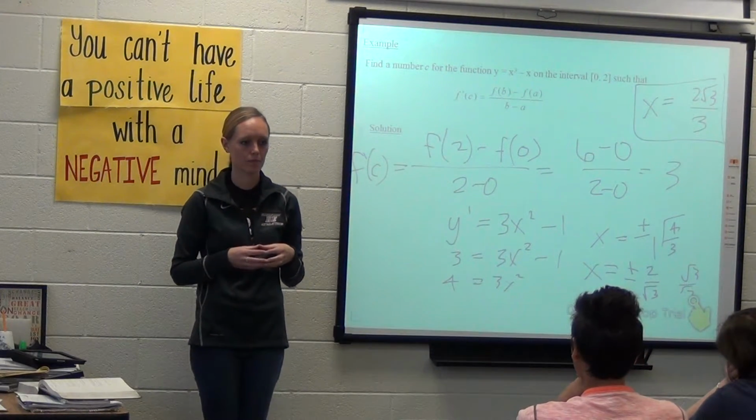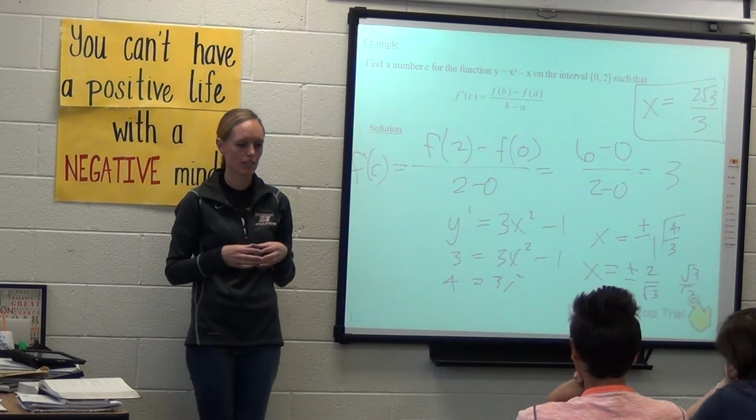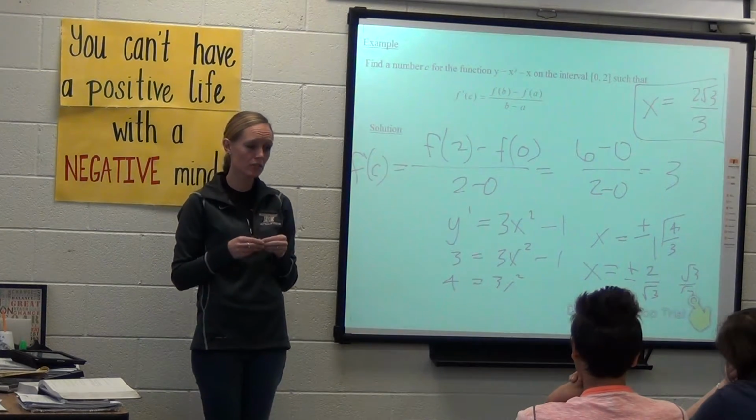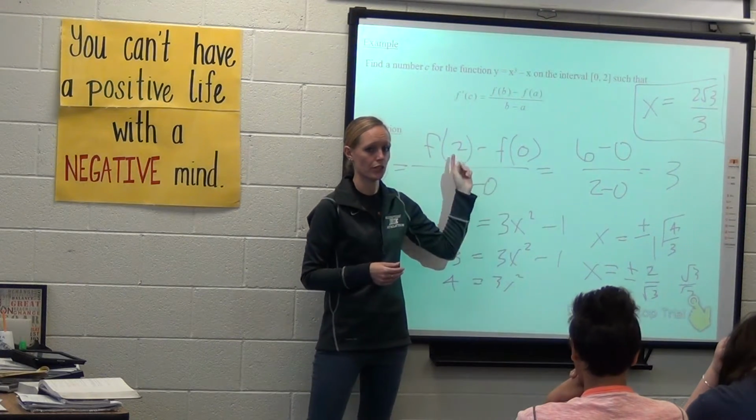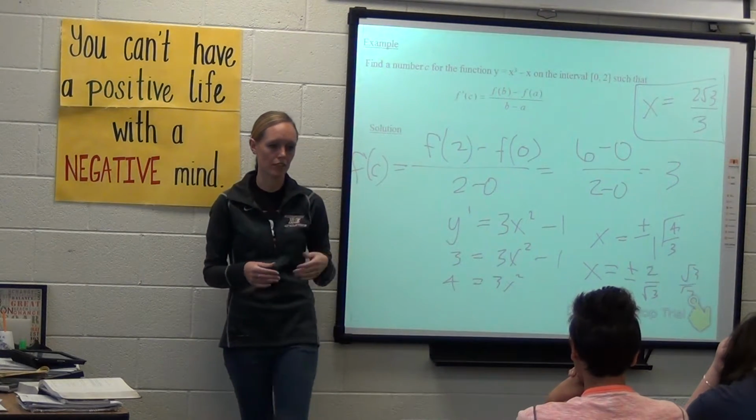Wait, what about f of a equals f of b? That's Rolle's theorem. You can only use that if f of a equals f of b. Did f of a equal f of b here? No. So because of that, you have to use the mean value theorem.